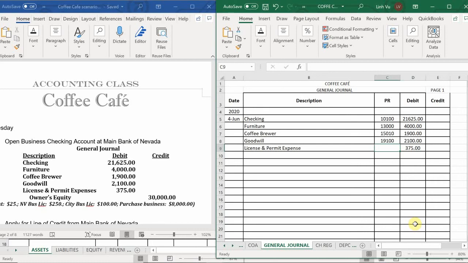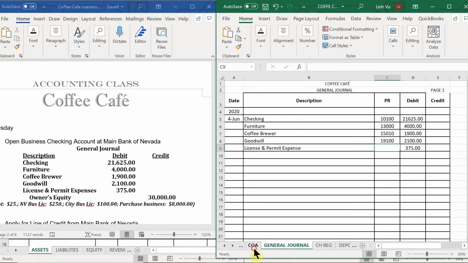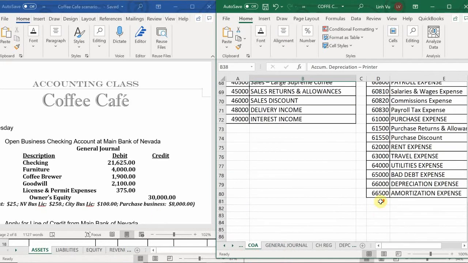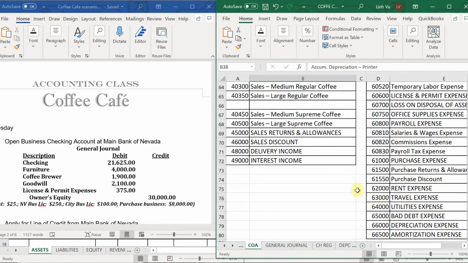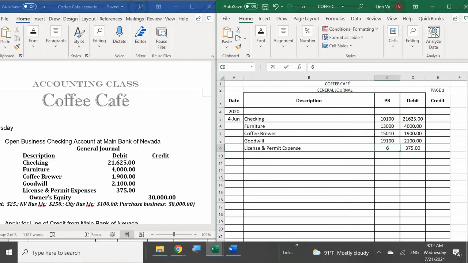All right. So now this account number, what was my business permit expense account? What number was that? 6,600. So now I'm going to type it here, 6,600. Once again, it's an expense to the business. So we know that if we incurred an expense, it's always going to be debited. So that is my total debits.